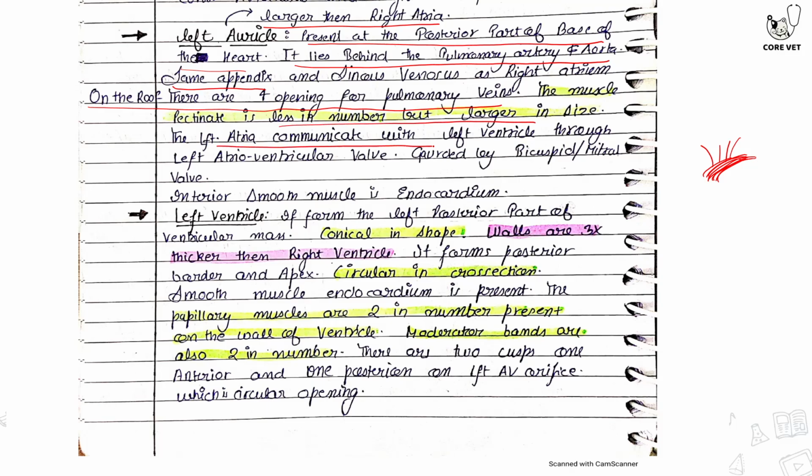The left atrium communicates with the left ventricle through the left atrioventricular orifice, guarded by the bicuspid or mitral valve. The interior is smooth, obviously, or gelatinous, which is formed by the endocardium.